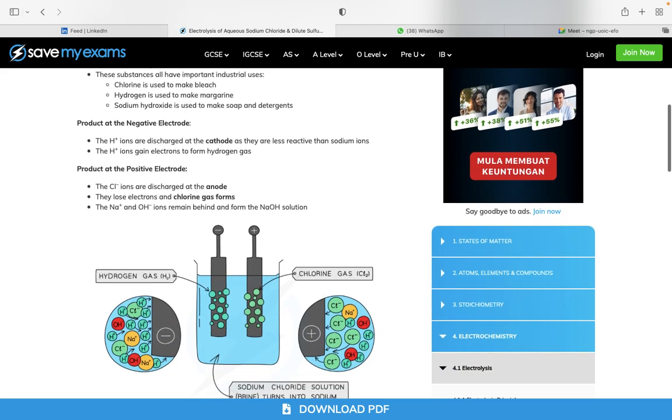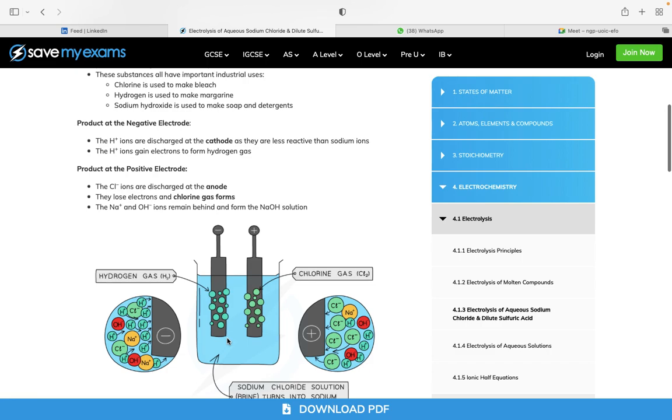When electricity is passed through the electrolyte, aqueous sodium chloride, this green color that is represented is the aqueous sodium chloride.